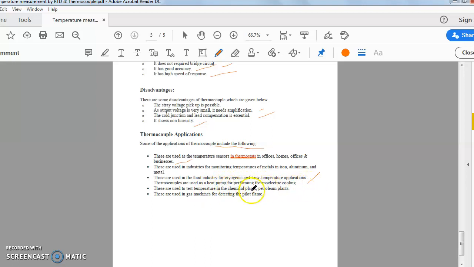These are used to test temperature in chemical plants and petroleum plants. These are used in gas machines for detecting the pilot flame. So there are several advantages of thermocouples in most of the industries. All over the industries, the thermocouple is used significantly.